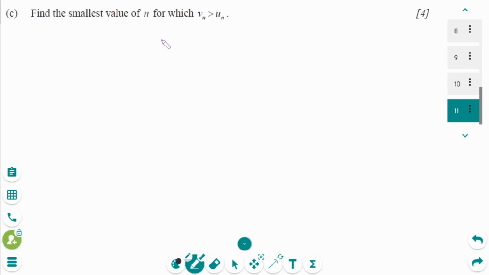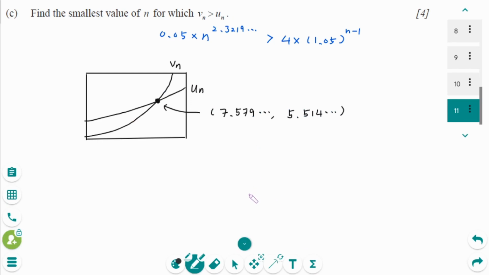Number C, 0.05 times n to the power of 2.3219 is greater than 4 times 1.05 to the power of n minus 1. Use your calculator. Then n is greater than 7.579. n equals 8.